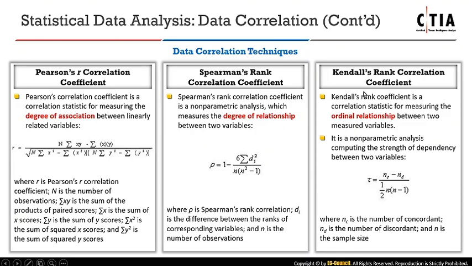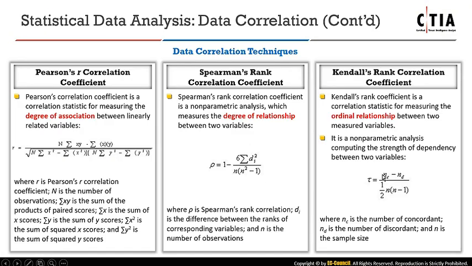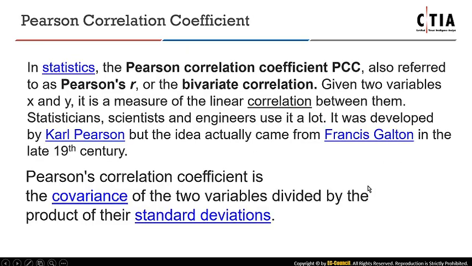Then we have Kendall's rank correlation coefficient. Good old Kendall. So what it is, if you look at it, it's referred to usually as just Kendall's tau coefficient. And if you look at the actual equation, you'll see there's a little tau over here, the Greek letter tau.